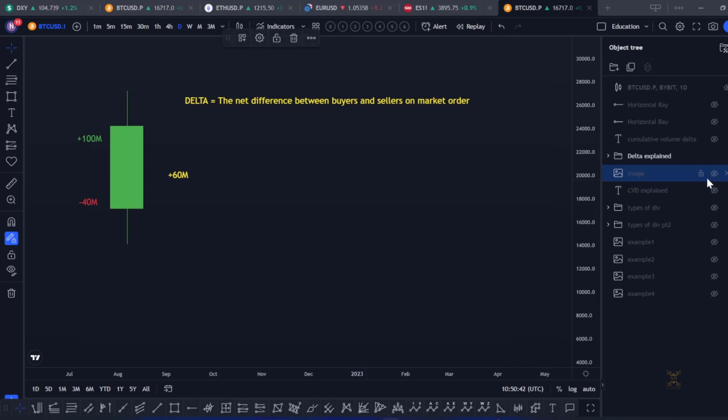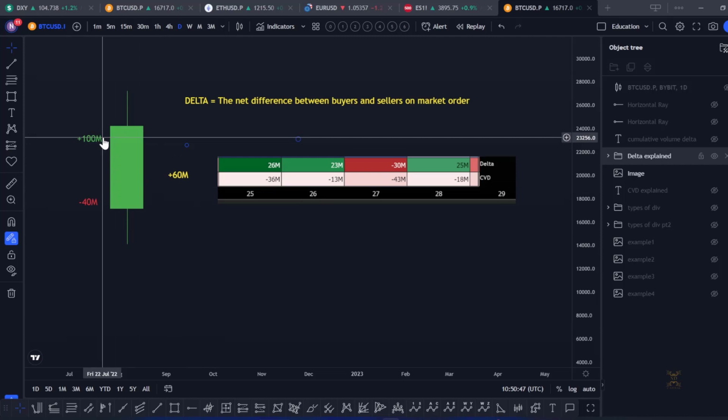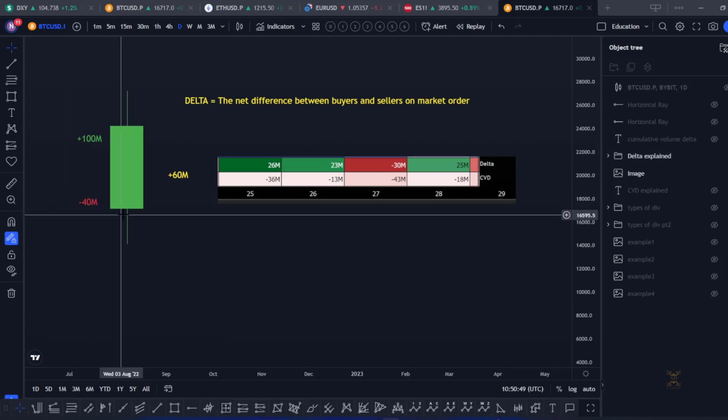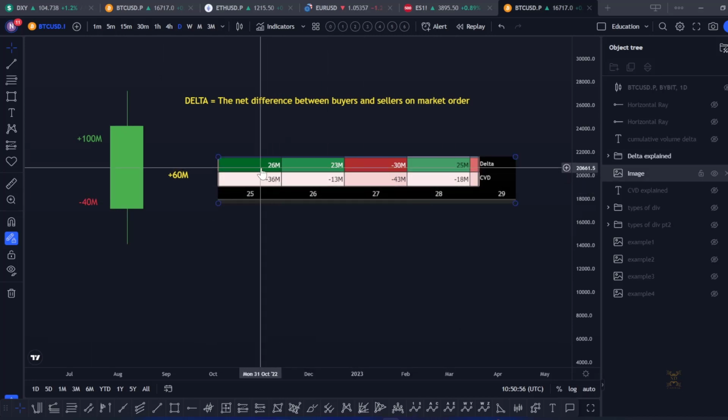Okay, so you have, let's say in this candle, let's say you have 100 million buys on market and you have 40 million sales on market. So the net difference, e.g. the delta, is plus 60 million. Okay, in every candle you're gonna have delta, and also the CVD is calculated via the delta.